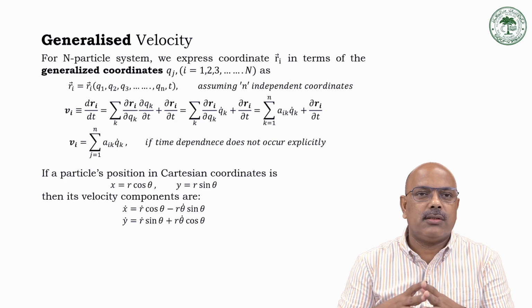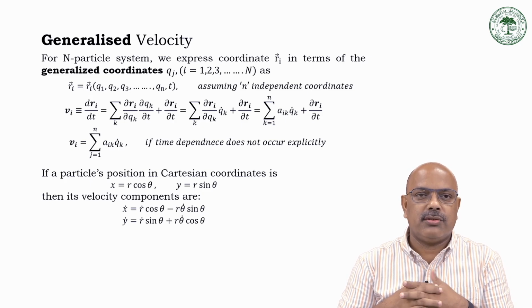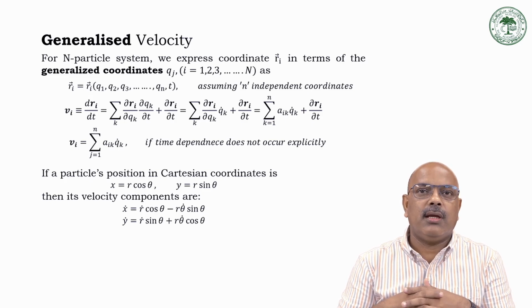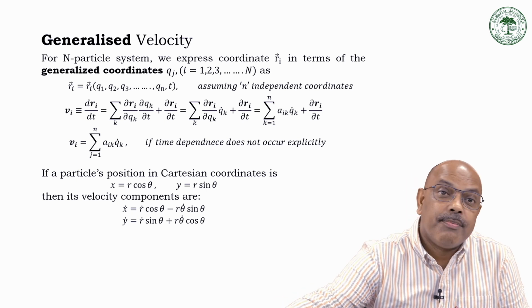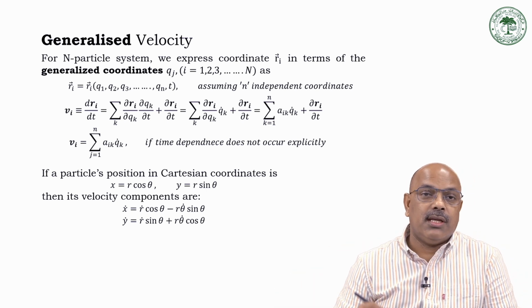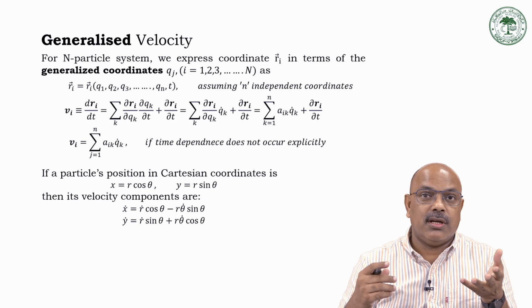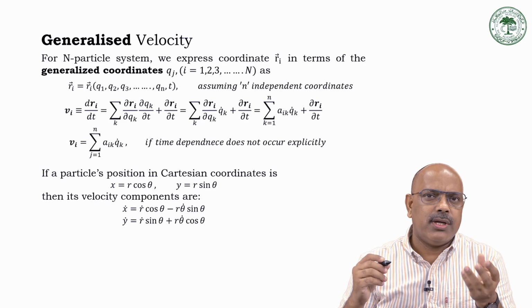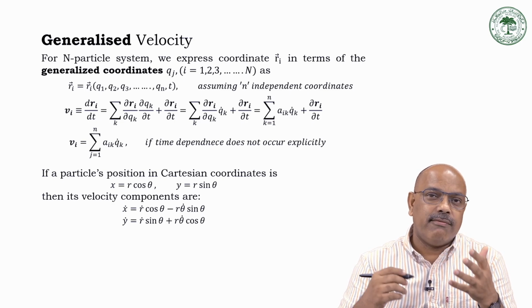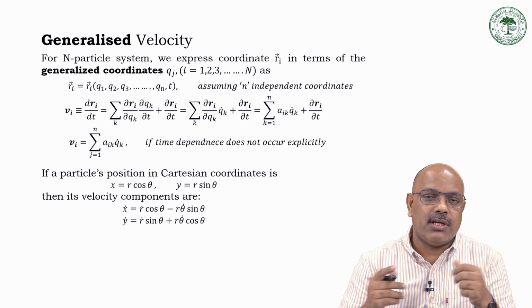Hello everyone, welcome to this lecture, and let us quickly review what we have done in the last lecture. As you can see on the screen, we discussed the generalized velocity, because we had already discussed what the generalized coordinate is: we want unique independent coordinates which can uniquely define the configuration of the system. That is your generalized coordinate.